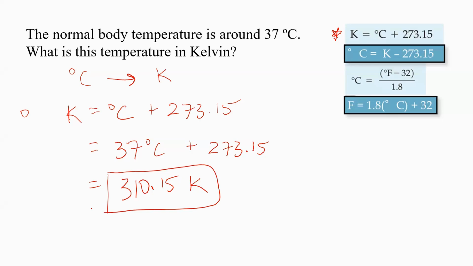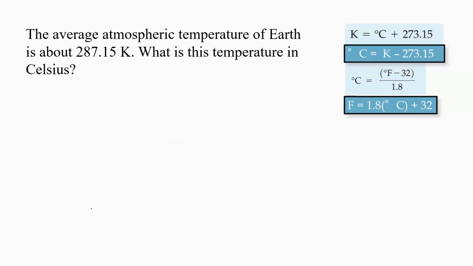Awesome. Let's do another one. Here it says the average atmospheric temperature of Earth is about 287.15 Kelvin. I'm asking, what is this temperature in Celsius? So here we have to go from Kelvin to Celsius. So this is the equation that we need to use. So we take our temperature in Kelvin and subtract it by 273.15.